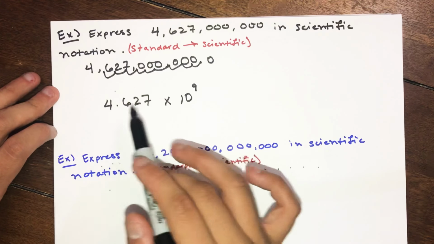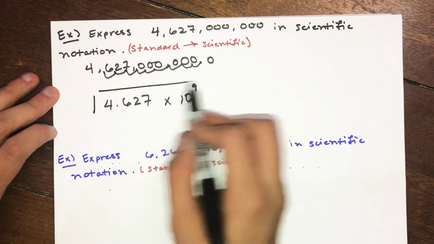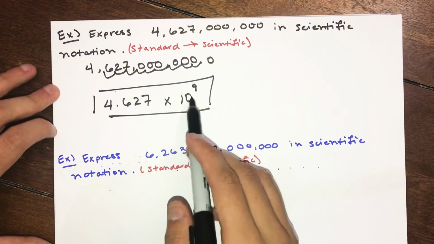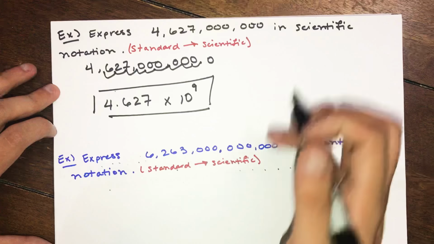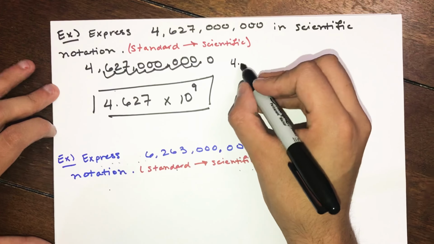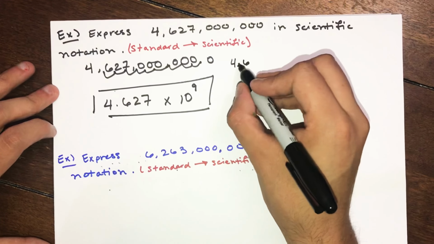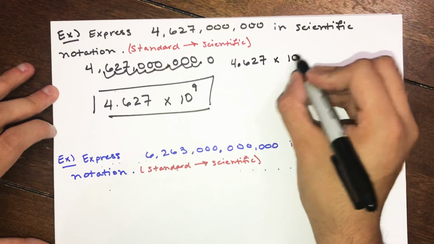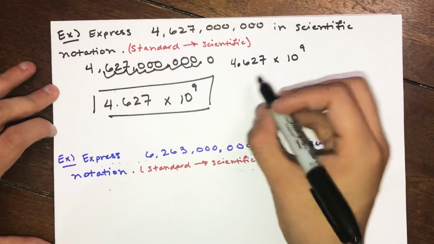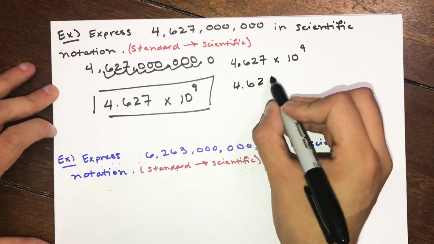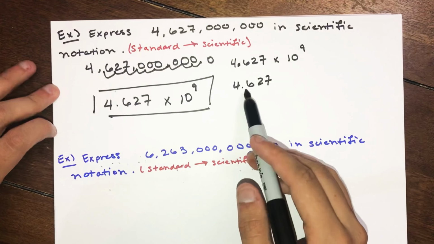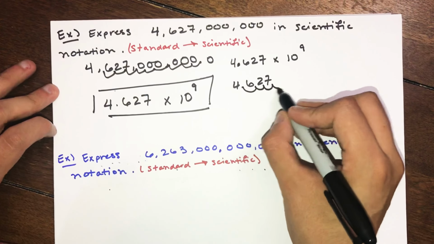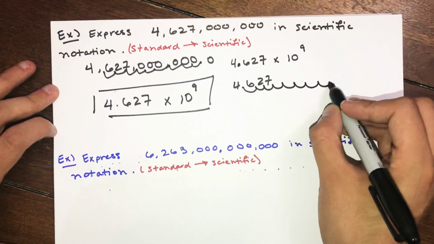Okay, so that way when we take this that's in scientific notation and we go back to standard form, we'll know that we just have to jump 9 times to the right. Okay, so for example, 4.627 times 10 to the 9. Okay, so you'll get 4.627. All right, and then we're just going to move this decimal 9 times to the right. So we'll get 1, 2, 3, 4, 5, 6, 7, 8, 9.